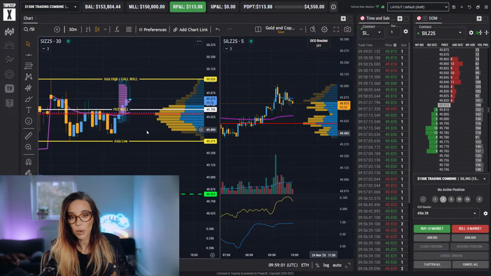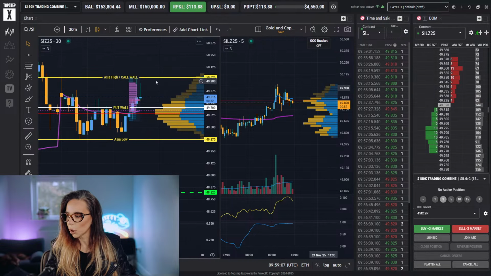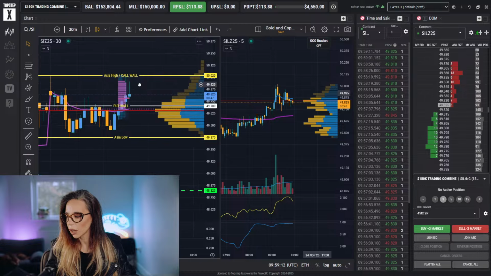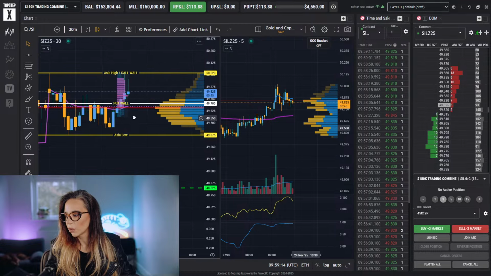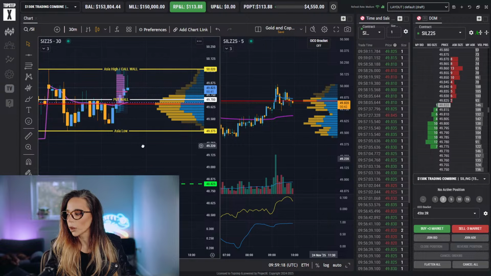So probably another reversal. Now sometimes these reversals from the gamma pin, the call wall, especially if it's at the same spot as the Asia high, they can bring an extended move to the downside. But I don't know. We'll see.